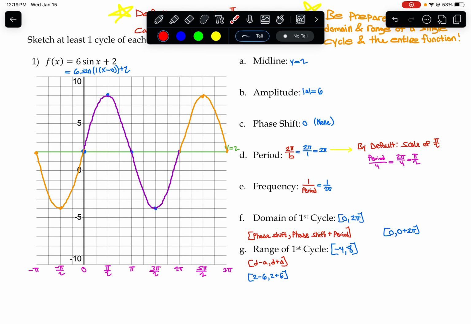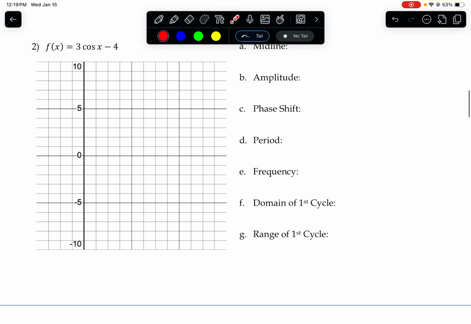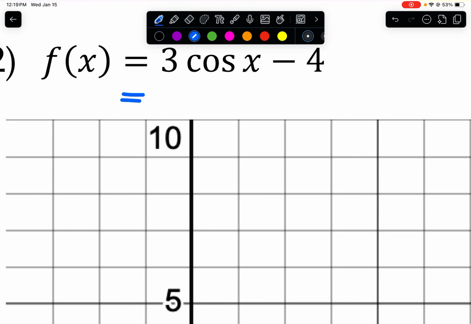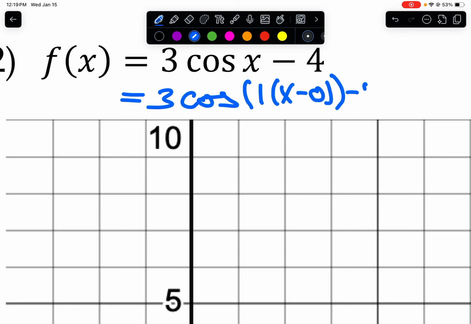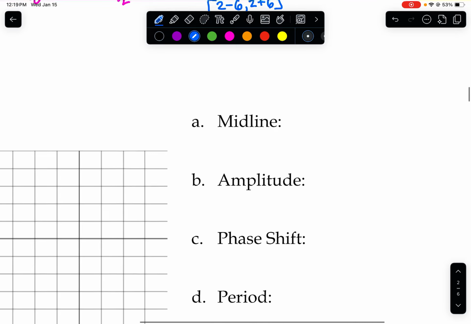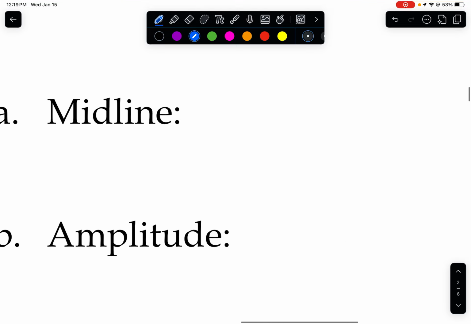All right, moving on. Now we're going to look at a cosine function. We're going to follow pretty much similar steps, but there are going to be a couple of differences. So let's start with expanding. 3 cosine 1 parentheses x minus 0 minus 4. Okay, and then your midline is going to be y equals negative 4.